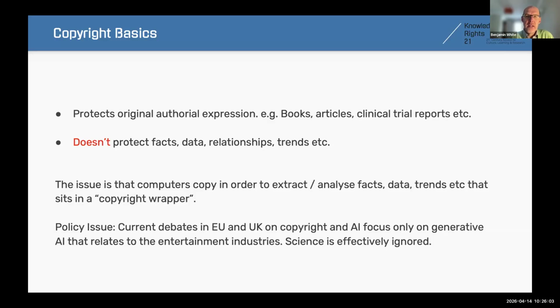However, at the policy level, that is not understood, it is not surfaced. So if you're looking at the current policy debates, they entirely focus on generative AI, and generative AI that involves materials from the creative industries. So if you read on the BBC website, for example, about AI and copyright, you will only hear about the creative industries.